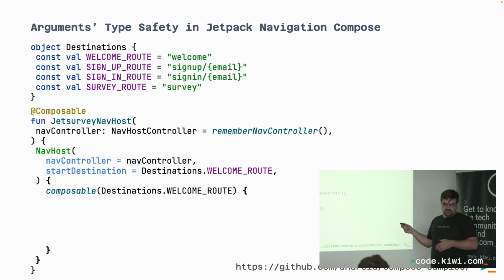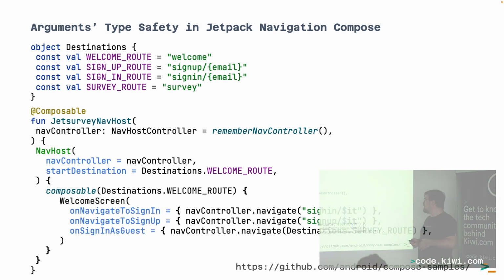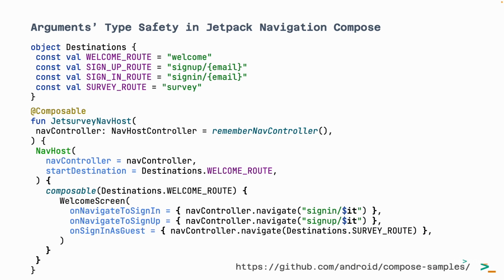So here is the composable for the welcome route. And the welcome screen composable is called here. It has some callbacks, which handle the navigation to other screens. And you can see that you are using, once again, some part of the URL. So there is sign in and there is sign up, and the argument is converted to the email. Obviously, this is not optimal in a way that there's some kind of repetition. Yeah, you can do some abstraction, but it's up to you. It's not in the library itself.